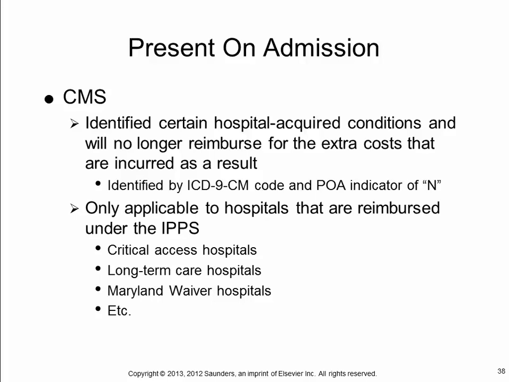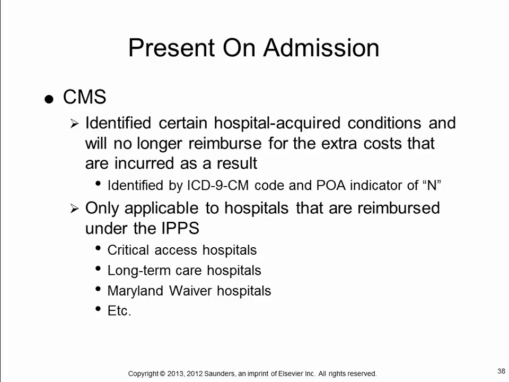All right, so why is this? Let's go into this a little bit more. CMS, which is our Center for Medicare and Medicaid Services, has identified certain what we call hospital-acquired conditions, or HACs, that they will no longer reimburse us for if there are extra costs incurred as a result. That is where this comes from. They're identifying the ICD-9 code and the POA indicator of N. Okay?